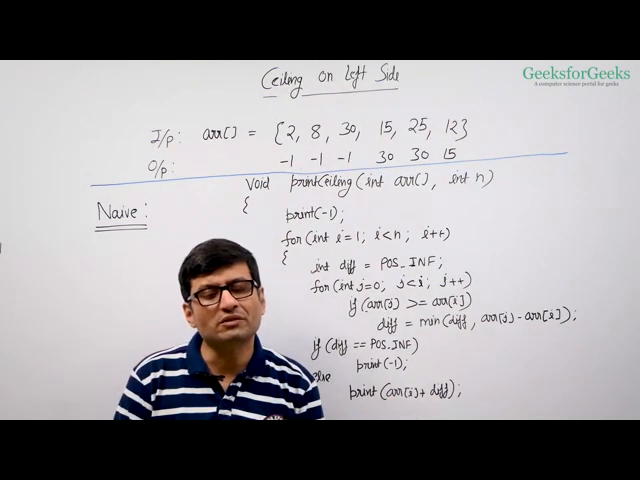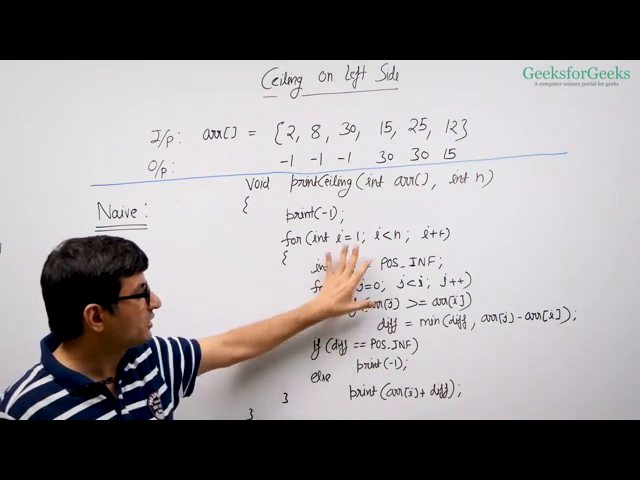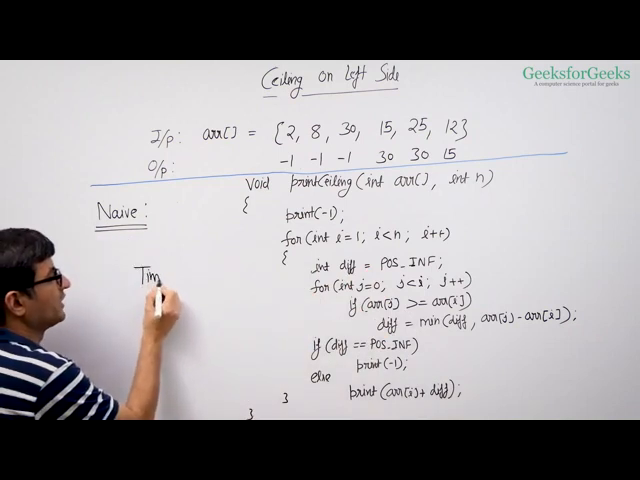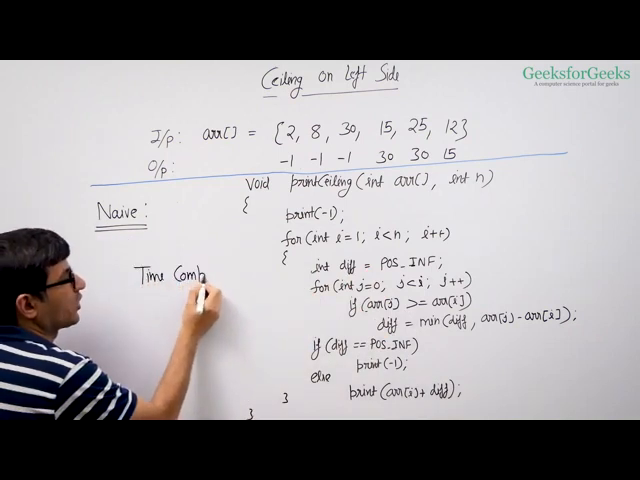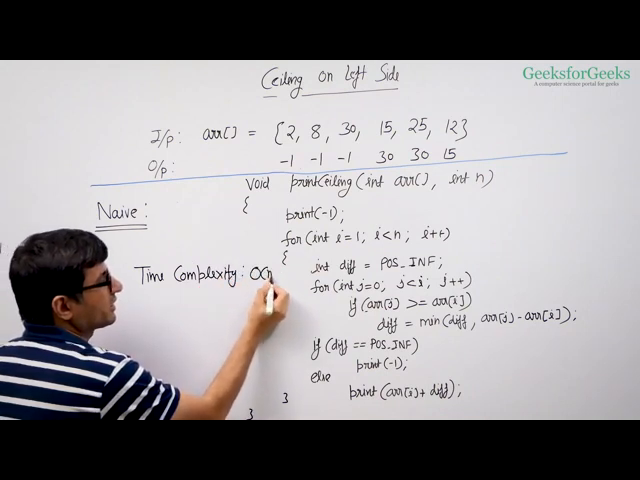What is the time complexity of the solution? This is clearly a big O of n square solution. There are two nested loops. So the time complexity of the solution is big O of n square, and it requires big O of 1 auxiliary space.